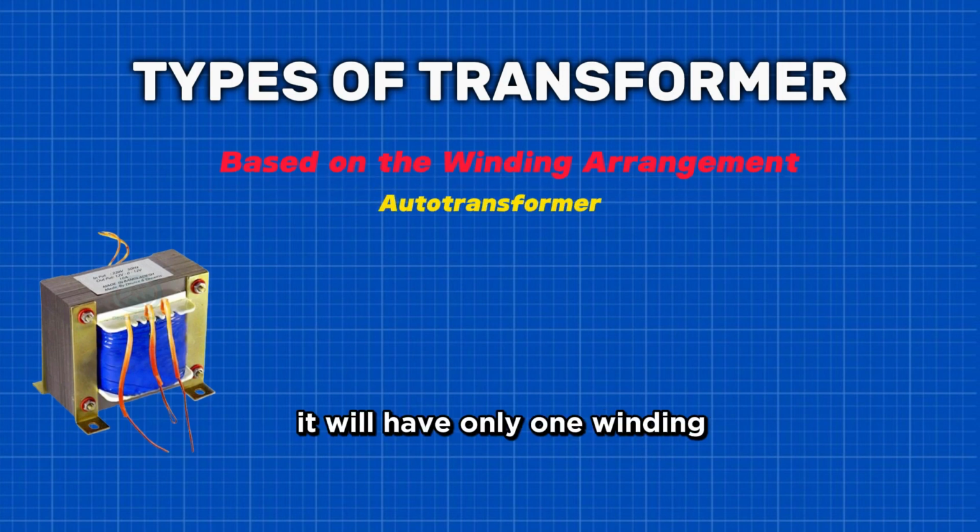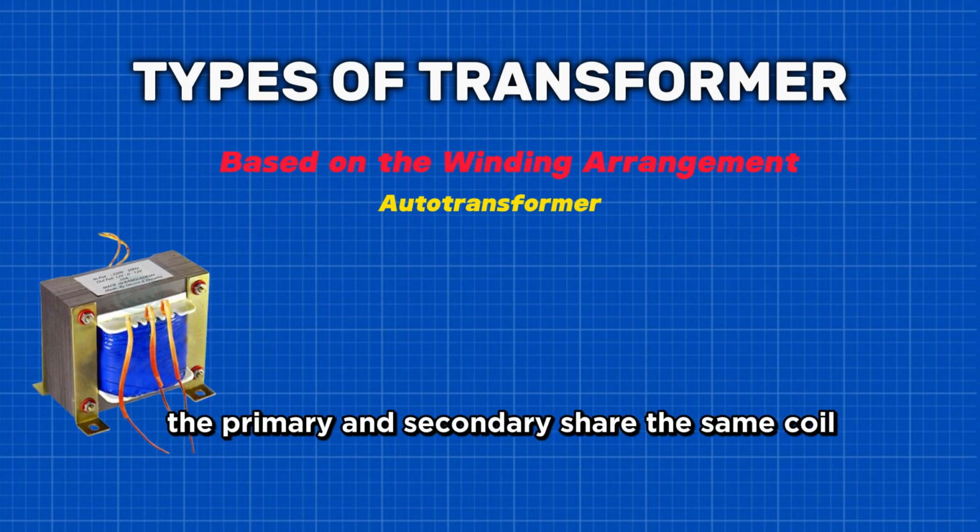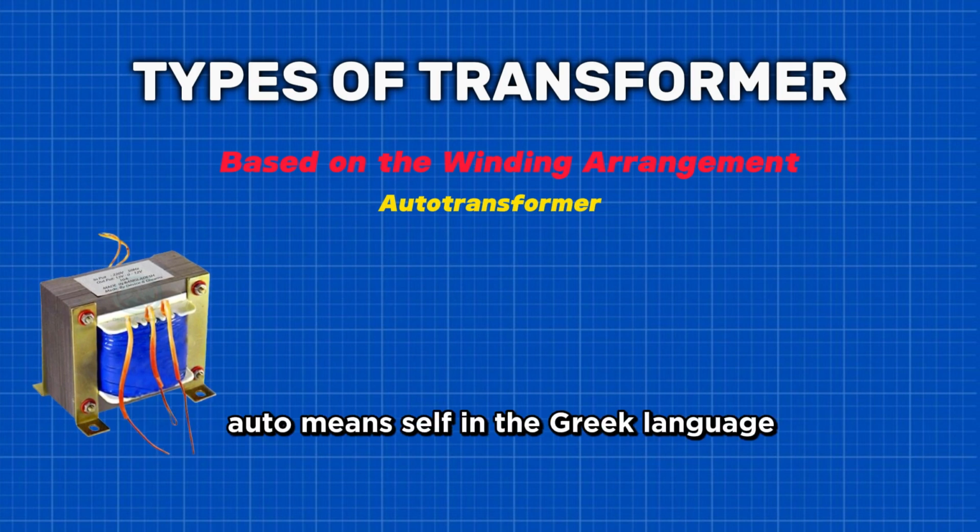Based on the winding arrangement, 1. Autotransformer. It will have only one winding wound over a laminated core. The primary and secondary share the same coil. Auto means self in the Greek language.